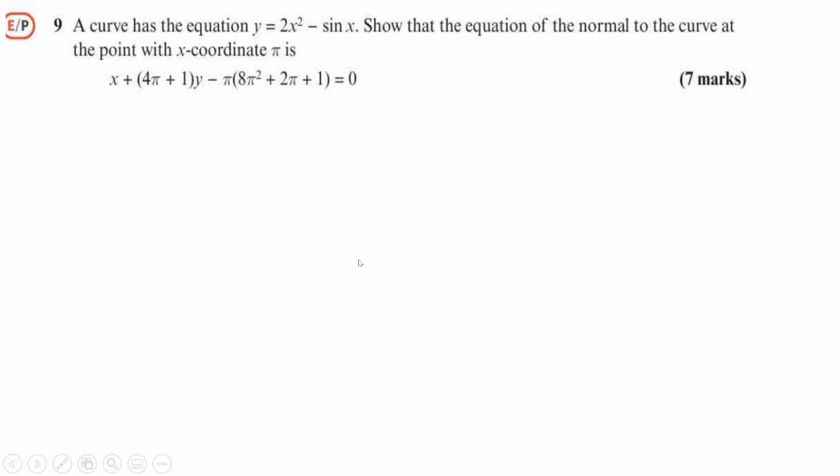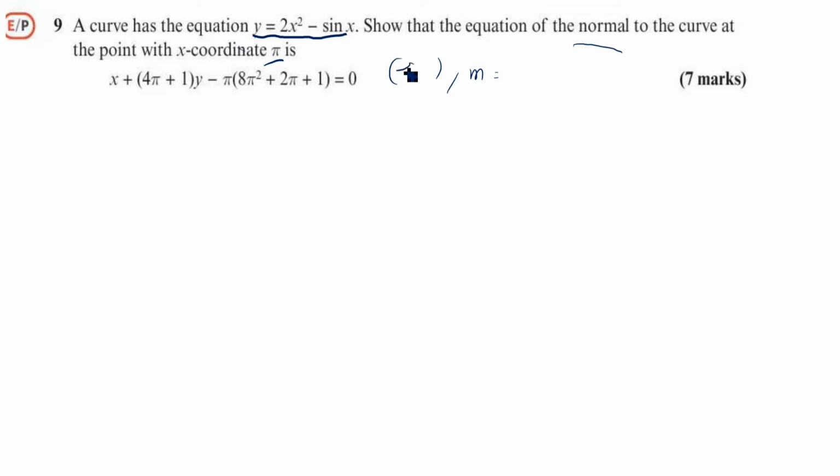Okay, question 9. A curve has the equation y equals 2x squared minus sine x. Show that the equation of the normal to the curve at the point with x coordinate pi is this equation. Right. So there are two things that we need to be aware of. The first thing is that whenever we want to find an equation of a line, we need a set of coordinates and the gradient. So in this question, our first goal is finding these two.